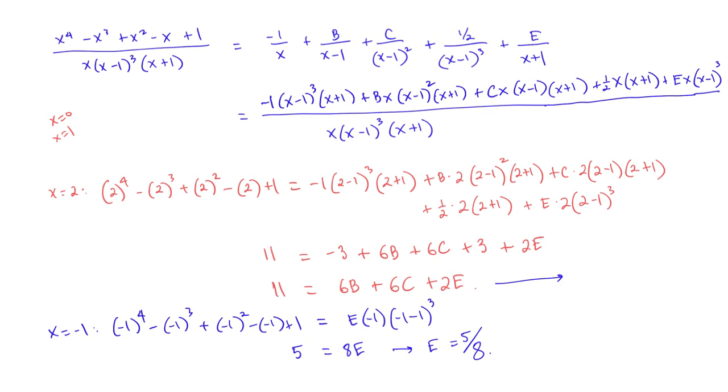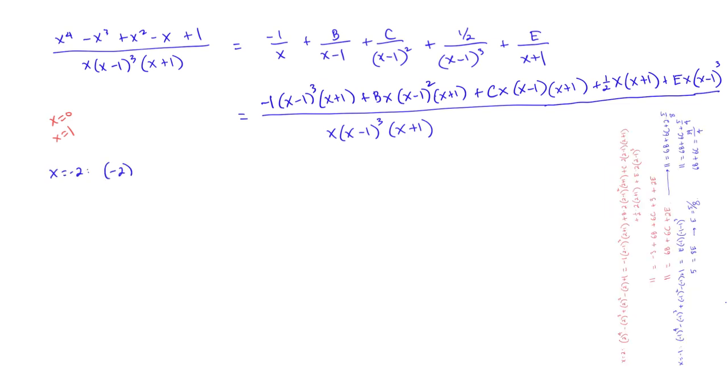Now that we have e, we also want to update this equation. 11 equals 6b plus 6c plus 2e, but e is 5/8. So this is 11 equals 6b plus 6c plus 10/8, which is 5/4. And so 6b plus 6c equals 11 minus 5/4, which is 44 minus 5, which is 39 over 4. Next, we plug in negative 2 to the numerator on the left-hand side.